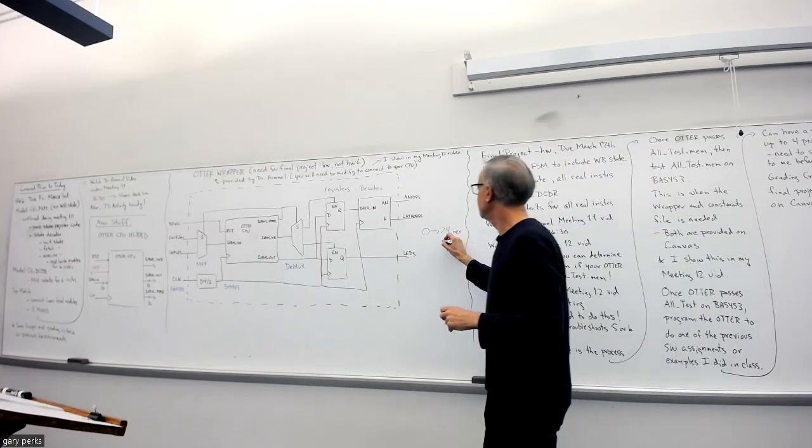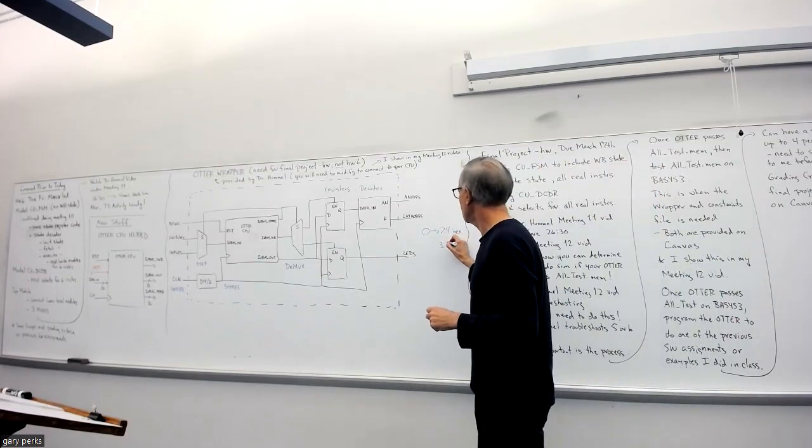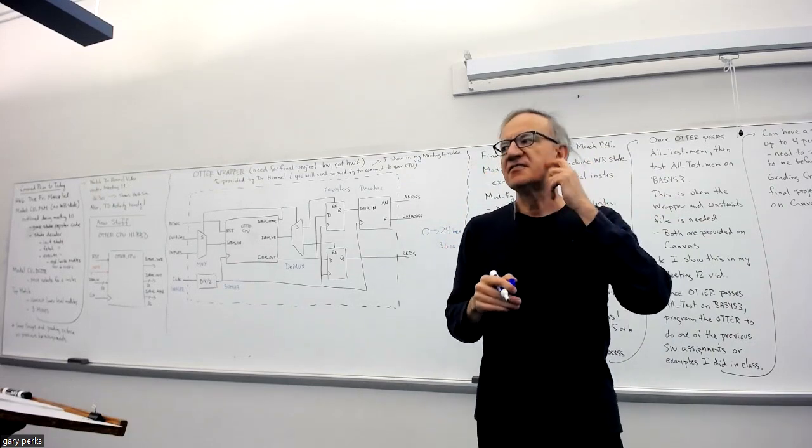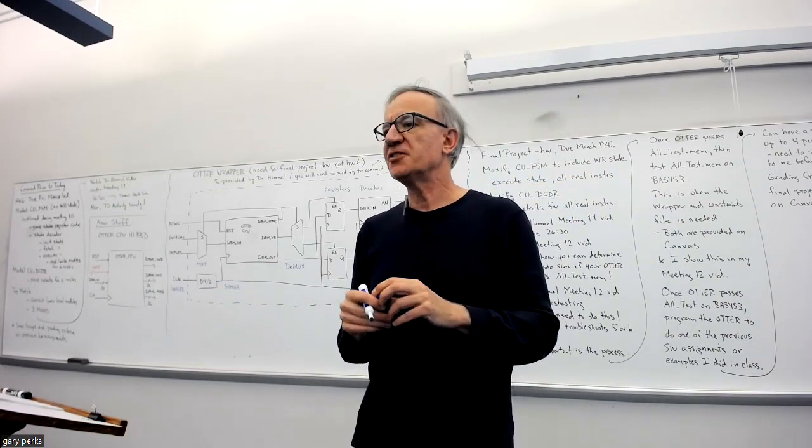36. Right, 2 16s and 4 1s. So it's basically doing 36 tests, which is about the number of real instructions we have.